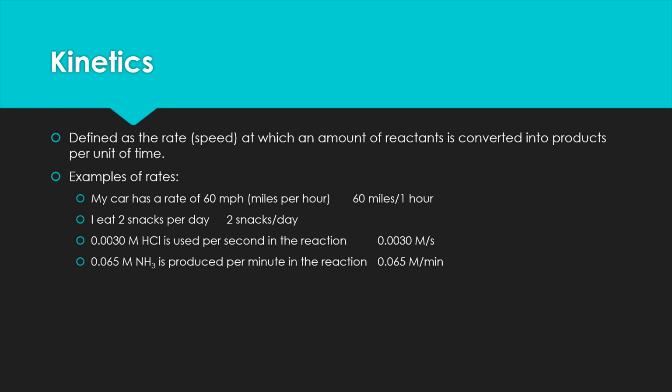If we're looking at a reaction, we could say 0.0030 molar HCl is used per second in the reaction. So we can write the amount that is being used over time, and that is the rate of the reaction. So we've got that example there in molarity per second. That is a really common unit of rate in chemistry, is a molarity over time, or moles over time. How much is reacting? Another one might be 0.065 molar NH3 is produced per minute in the reaction. So it can be how much is used up, or it can be how much is being made.